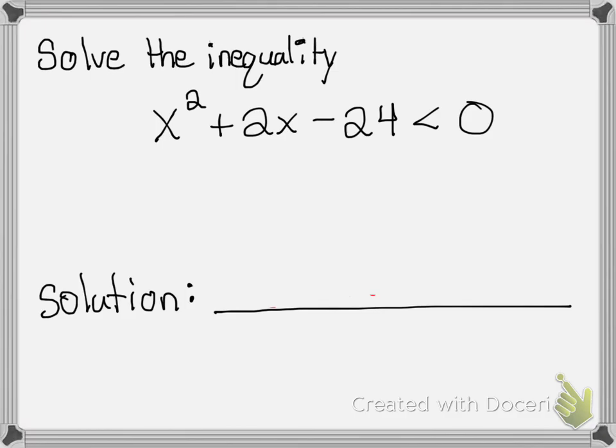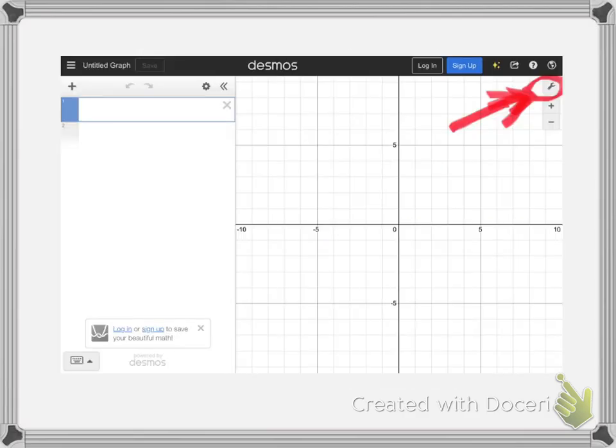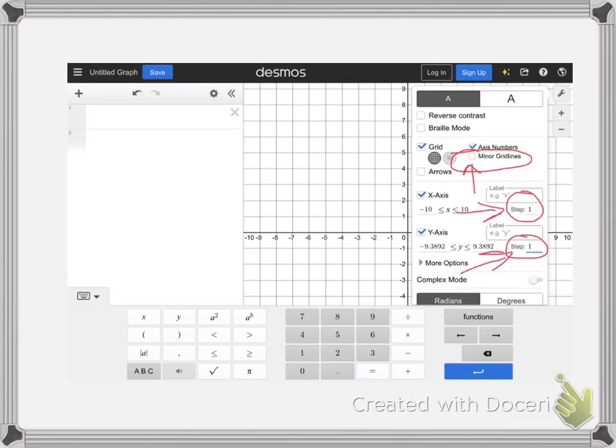All right, let's look at this first example. It says solve the inequality x squared plus 2x minus 24 less than 0. First thing you're going to do, go to DESMOS.com, click on the button that says Open Graphing Calculator. Then you'll click on that screwdriver icon that's in the top right-hand corner. This will come down. Go ahead and unclick the box that says minor grid lines. And in both of the blanks where it says step, type in the number 1. That way you'll see all of the numbers.